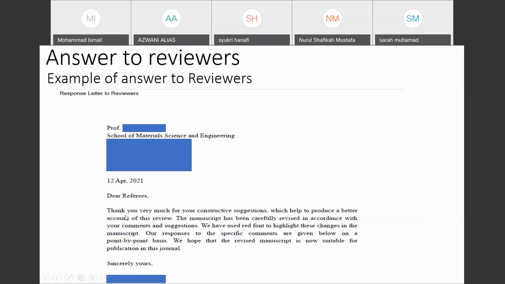Dear referee. Here are our names and our institution, and the date. Dear referee, thank you very much for your constructive suggestions, which helped to produce a better account of this review. The manuscript has been carefully revised in accordance with your comments and suggestions. We have used red font to highlight the changes in the manuscript. Our responses to the specific comments are given below on a point-by-point basis. We hope that the revised manuscript is now suitable for publication in this journal. You can see that it is a very polite response letter to the reviewer, because we want the reviewer to accept our explanation.